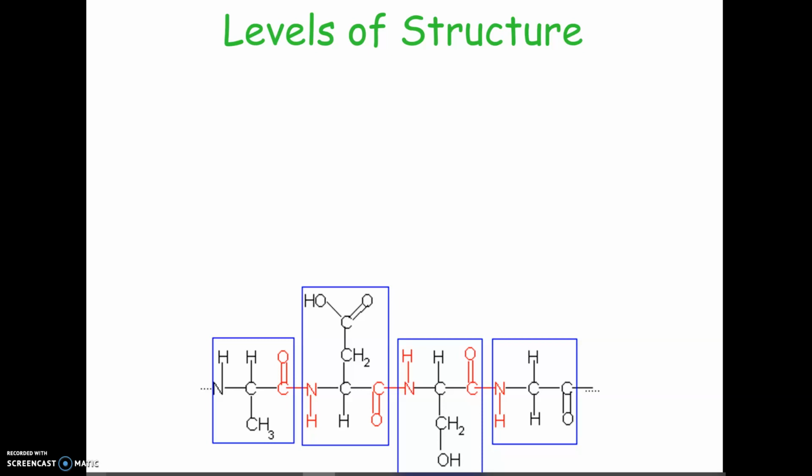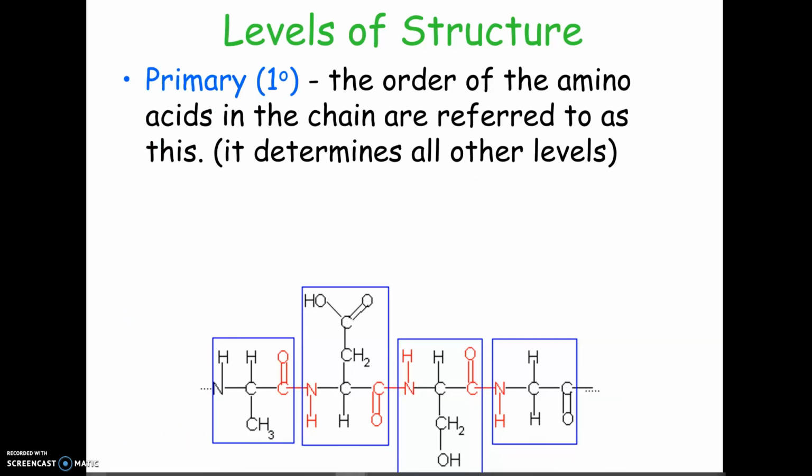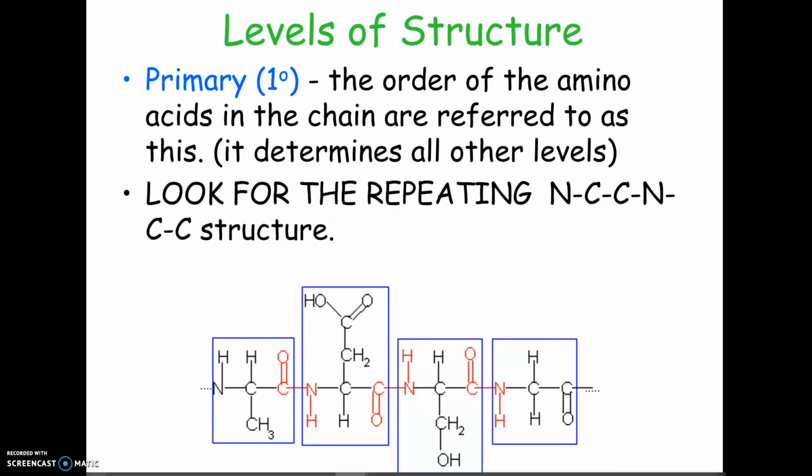So the first level of structure in proteins is called the primary level, and it's represented with a 1 with a little degree sign. That means primary. And the primary level, every protein has one, is the order of amino acids in that protein. And that's actually going to determine the ultimate structure and function of the protein. The order of the amino acids, the primary level of structure, is the most important level because it determines all the other levels.